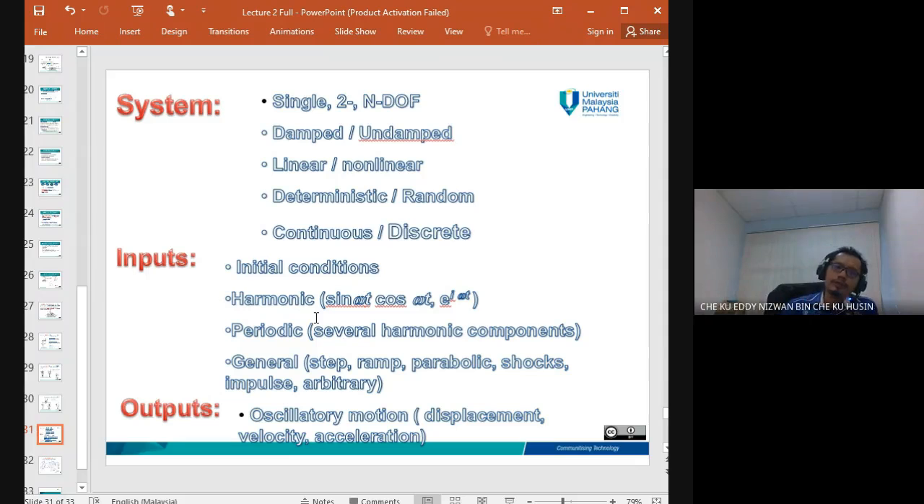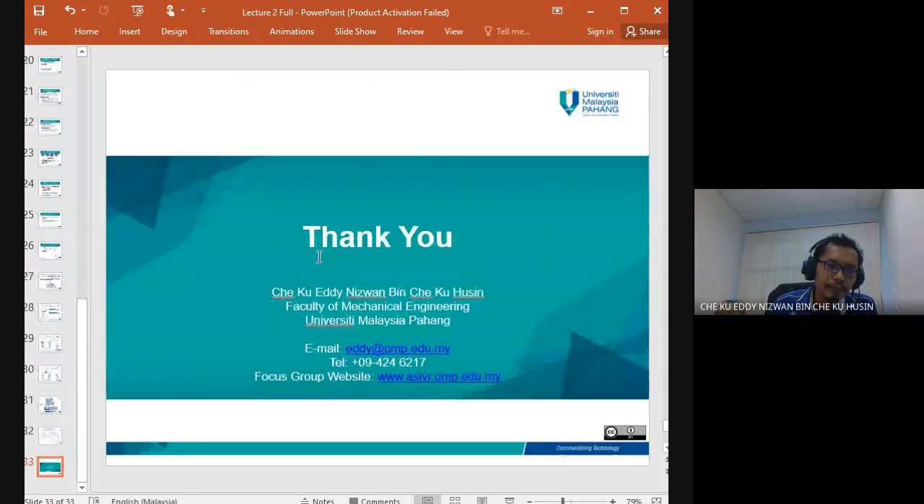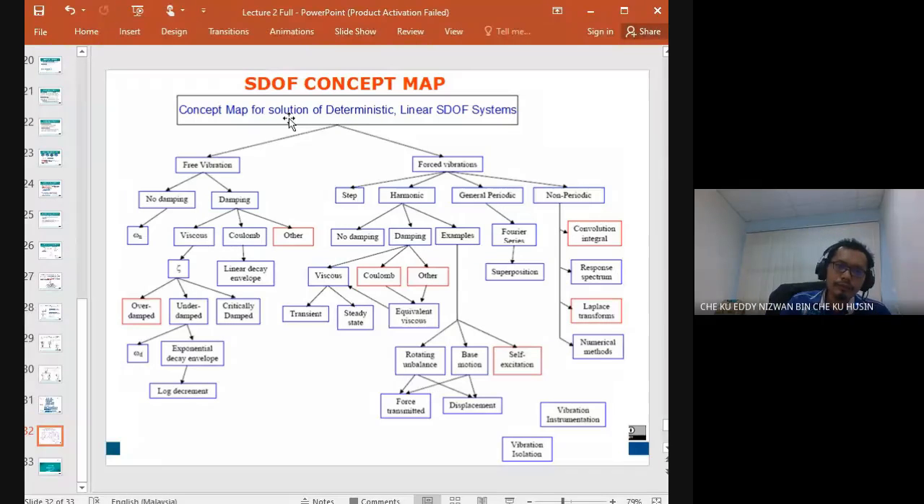Input is the way you induce the periodic excitation, which can refer to the periodic type of response in the previous chapter. In general, there is step, ramp, parabolic. Those are the types of excitation. But normally for this study, we only focus on the initial condition and the harmonic excitation, and then we see the output. The output depends on the system itself. So this is the map for the single degree of freedom.